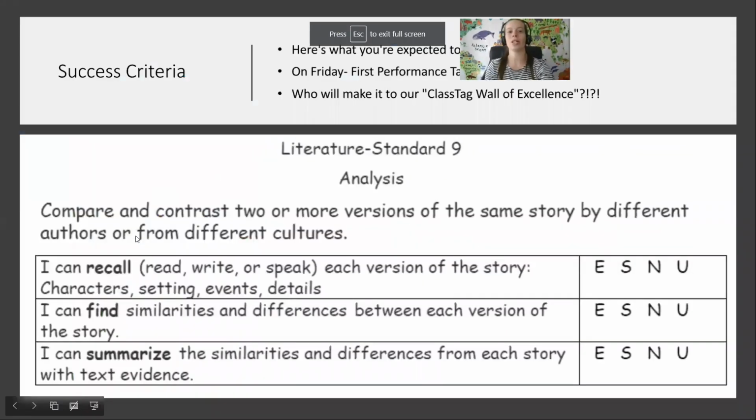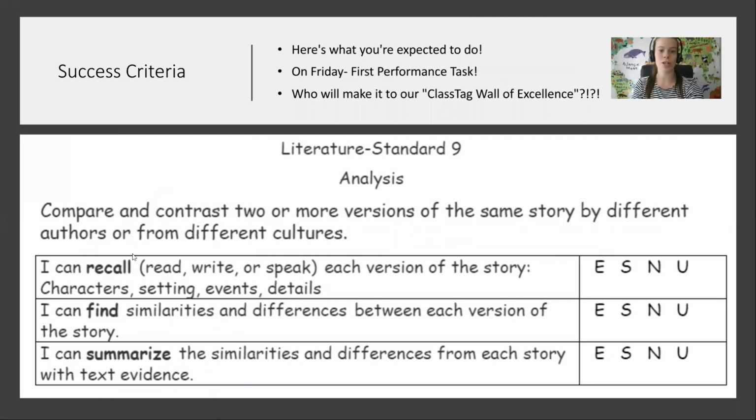Today, here's what you're expected to do. We are going to recall each version of the story. So the characters, the setting, the events, those details, all of those pieces in the story. And then I want you to start thinking of those similarities and differences so that tomorrow comparing is a lot easier for you. So on Friday, you'll have your first performance task.